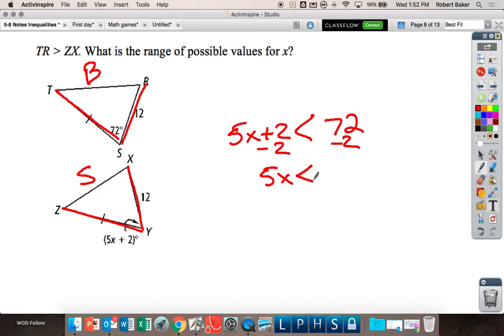5x is still less than 70. And so then divide both sides by 5. x equals 14. It's still lower than 14. x is less than 14? No. Go ahead. Couldn't you find it out?